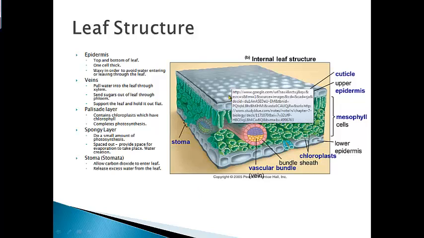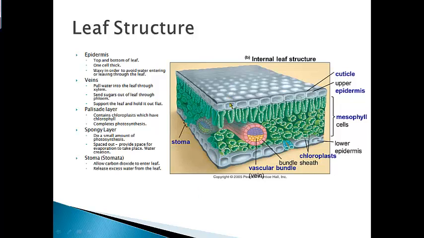So in a nutshell, you've got your epidermis, which protects the leaf and has a waxy coating. You've got your veins, which allow water and sugar to go in and out of the stem. You've got your palisade layer, which has the chloroplasts and actually does photosynthesis. You have your spongy layer, which does a little bit of photosynthesis and allows for evaporation of water within the leaf. And finally, you have your stoma or your stomata, which let carbon dioxide come in and extra water go out.